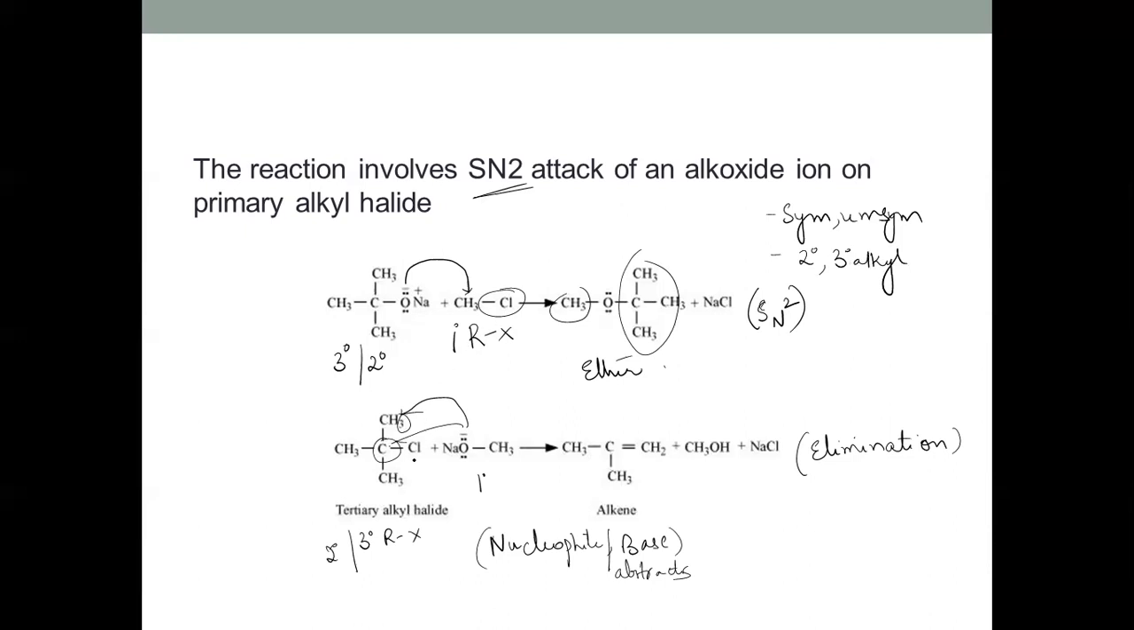Because by choosing this alkoxide ion with the suitable secondary or tertiary groups, the desired ether can be prepared, right? Not only primary, but secondary and tertiary alkyl group containing ethers can be prepared by this method. So the mechanism which is followed is SN2 mechanism here, right?